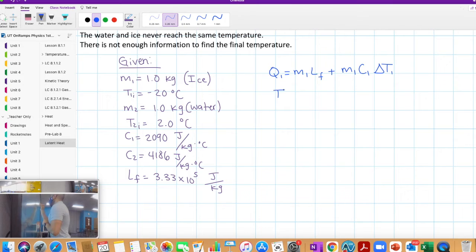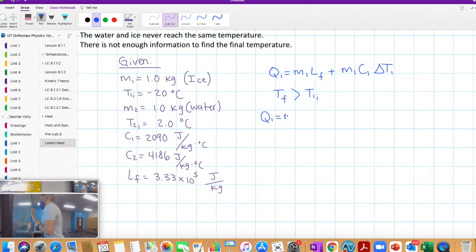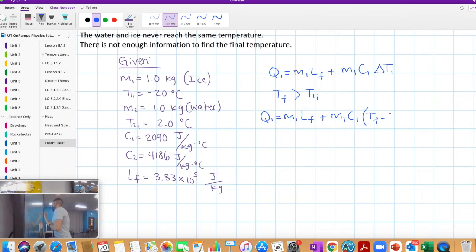Well, it might change, right? That's going to be greater, so 0 is greater than negative 20, temperature 1 initial. With that, we can write our equation this way. Heat required will be mass 1 times latent heat of fusion plus mass 1, specific heat 1, parentheses, temperature final minus temperature 1 initial.